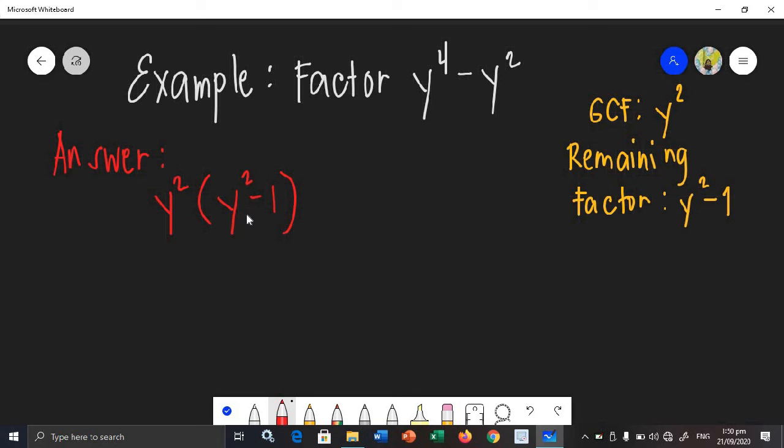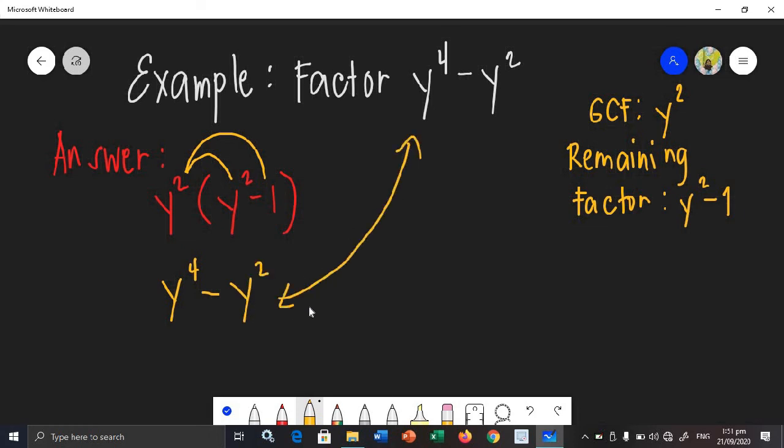Kung gusto nyo i-check kung tama yung sagutin nyo, you can multiply or distribute your answer. Let's say, for example, dito. So, y squared times y squared, that is y to the 4th. Y squared times negative 1, that is negative y squared. Nagtugma naman siya sa given. Therefore, yung factors mo, tama siya. Tama yung factored form mo.